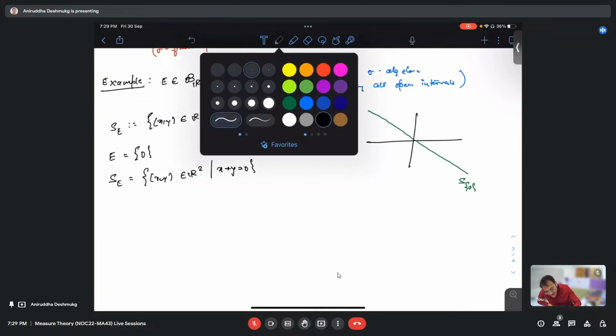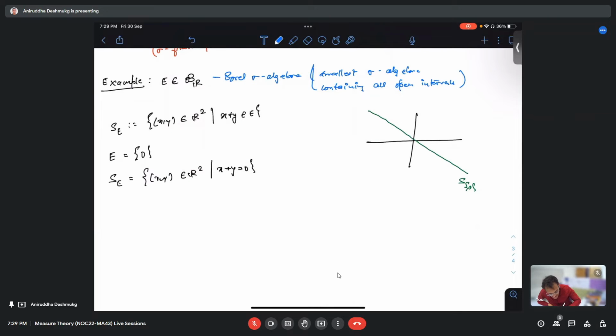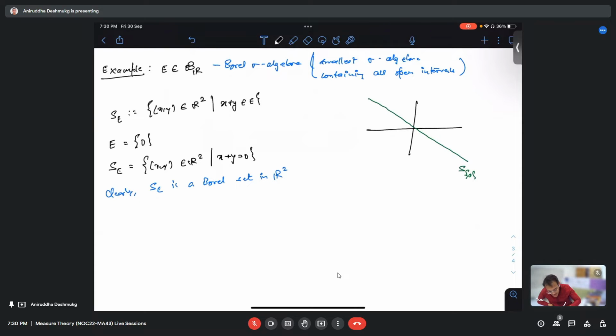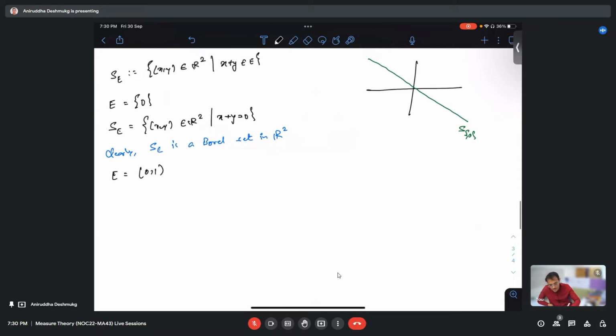So one of the observations, let us make it here. Clearly, S_E is a Borel set. What are Borel sets in R^2? They are all, again, generated by the open sets of R^2. So since it is a line, it is a closed set. Closed sets are Borel sets, so no issues. Let us look at one more thing. Let us look at perhaps the open interval (0,1).